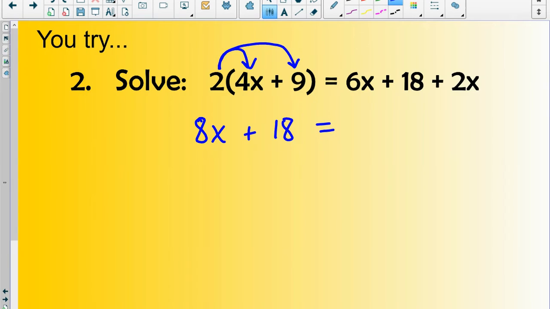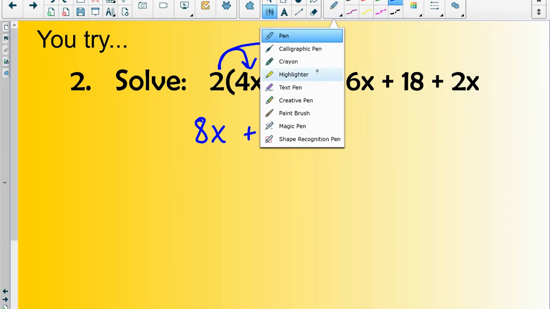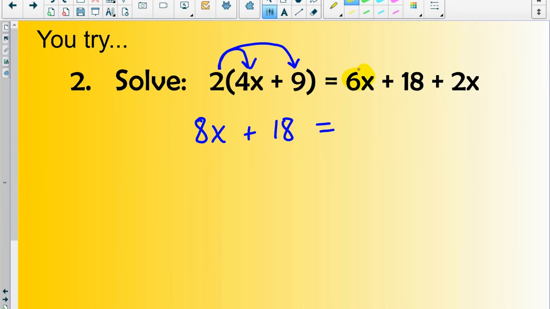On the right-hand side of the equation, there are no parentheses, so I do not have to distribute. But I do notice that I have 2 variable terms. I have a 6x, and I have another positive 2x. If I add those together, 6x plus 2x, I'll get 8x. And then I bring down the plus 18.